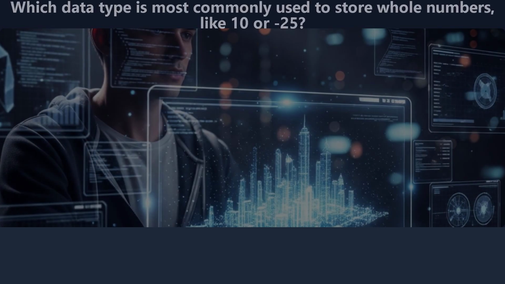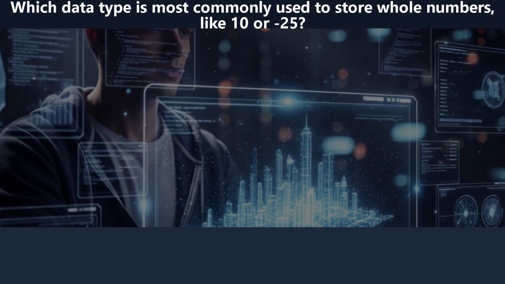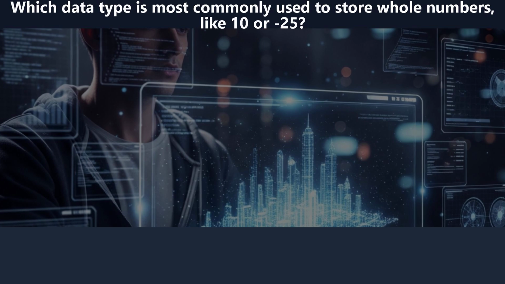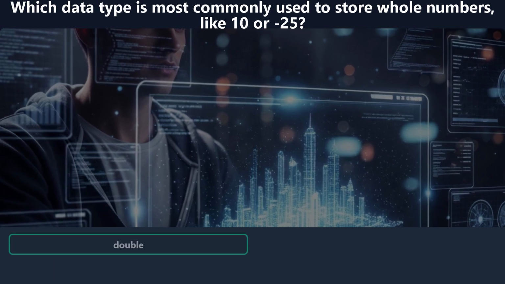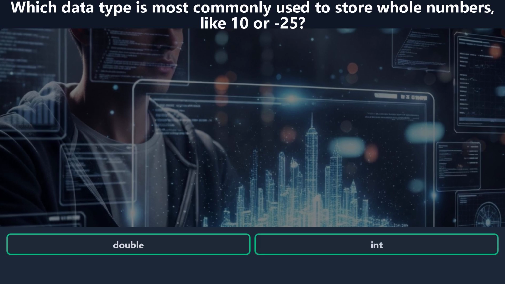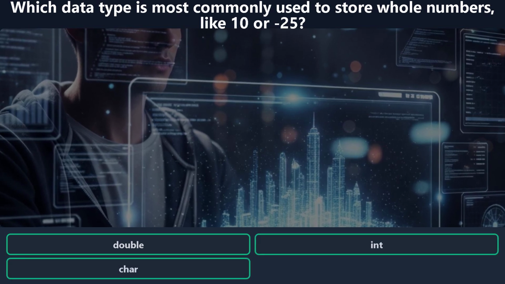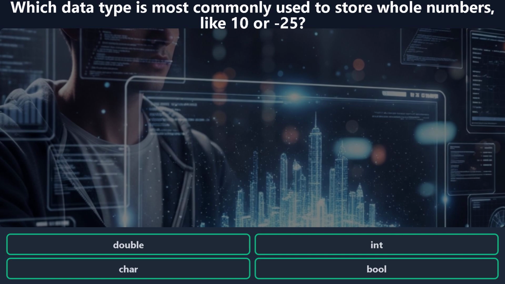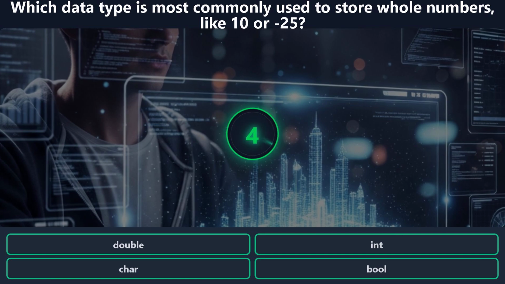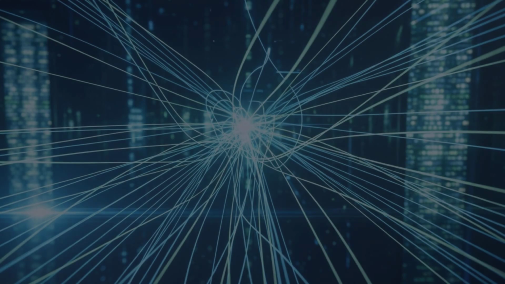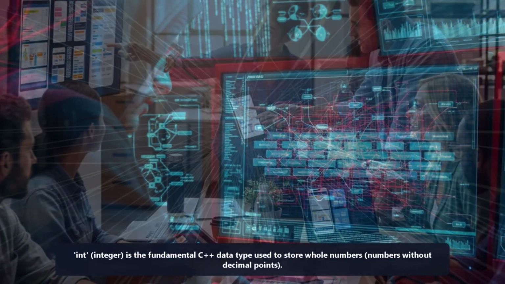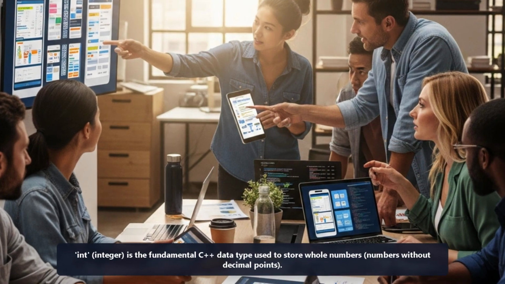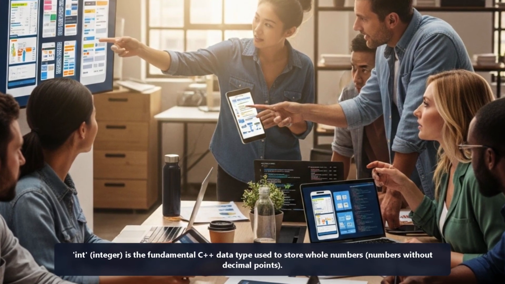Which data type is most commonly used to store whole numbers, like 10 or -25? Double, int, char, bool. Int. Int, integer, is the fundamental C++ data type used to store whole numbers, numbers without decimal points.